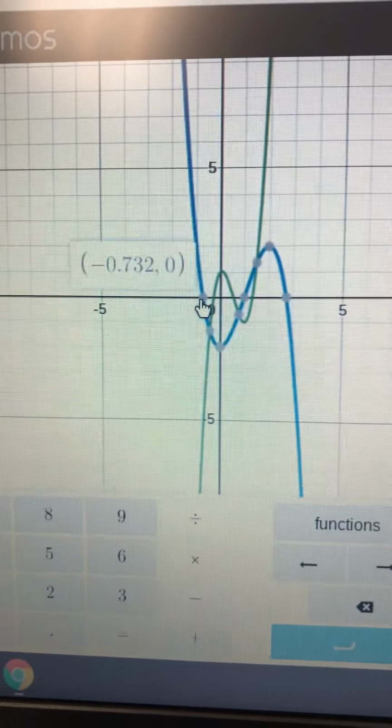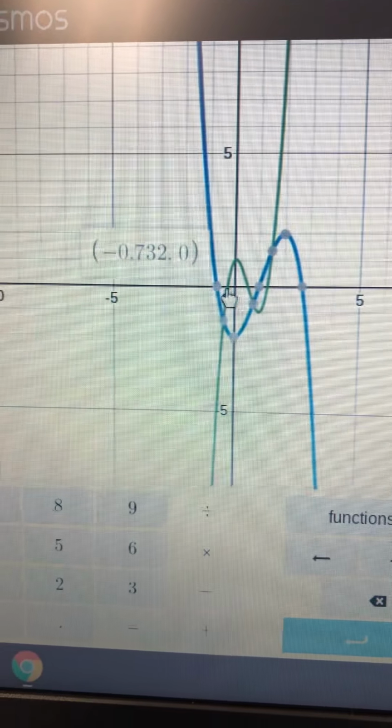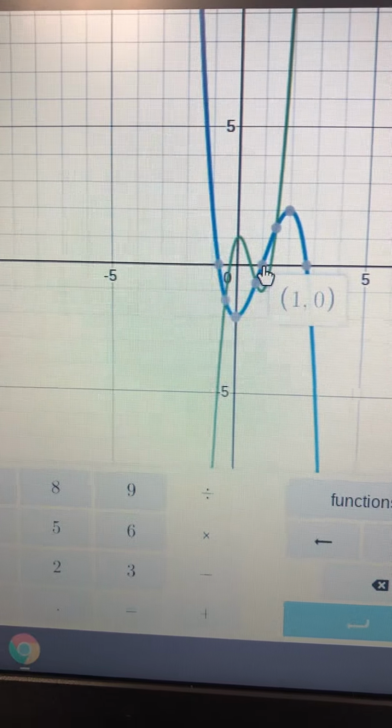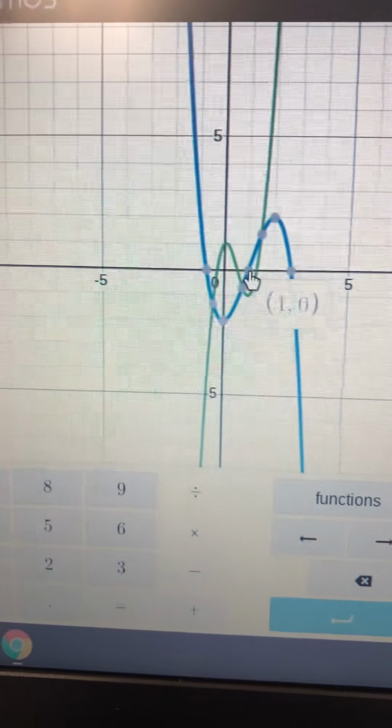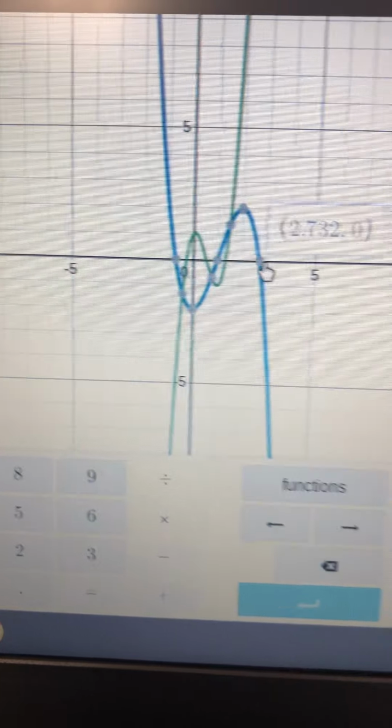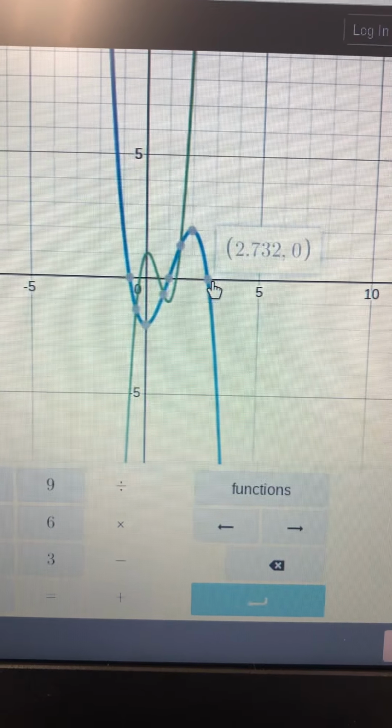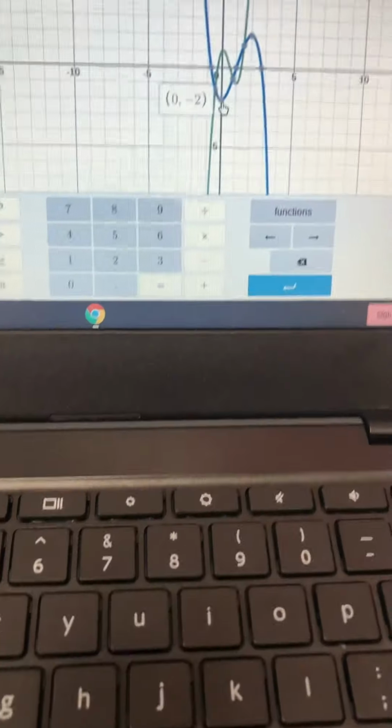The x-intercepts. So you're just going to find where this blue line intersects the x-axis. So there's the first one, and I have that written down. There's the next one, and I have that written down. And there's the next one, where it crosses the x-axis. Okay. Then the y-intercepts. You're going to have one y-intercept, and that's right there.